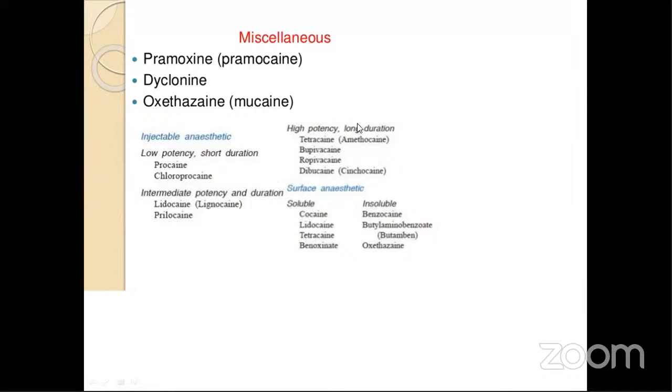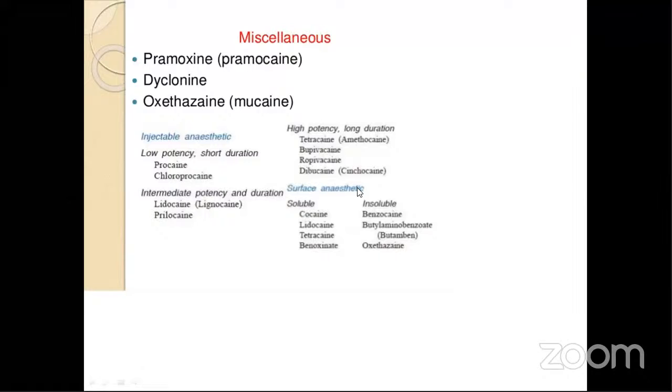Then high potency and long duration, which are most required now: tetracaine, bupivacaine, ropivacaine, dibucaine. This is otherwise called cinchocaine. So you should know the other names of these drugs, like tetracaine, otherwise called amethocaine, and lignocaine, otherwise called lidocaine.